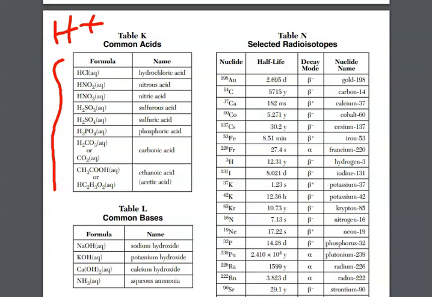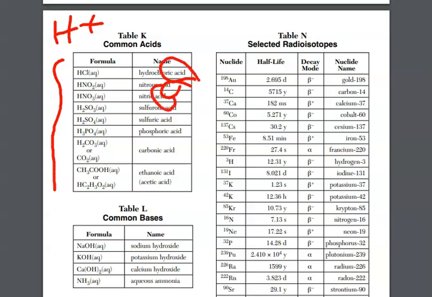Now, we have covalent bonding going on with our acids, but again, in water, water being polar, it's going to go ahead and split up those acids. It's easy to identify an acid by its name because the word acid is in all of them.